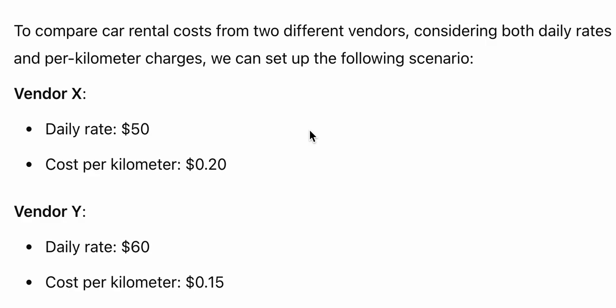Everyone, in this video I'm going to talk about another example of making use of simultaneous linear equations for comparing best buy analysis. Here is a situation. You have to compare two car rental companies, and this is what they are offering. Vendor X is offering a daily rate of $50 and charging a cost per kilometer driven of 20 cents. The other vendor, Y, is charging a daily rate of $60 and a cost of 15 cents per kilometer.